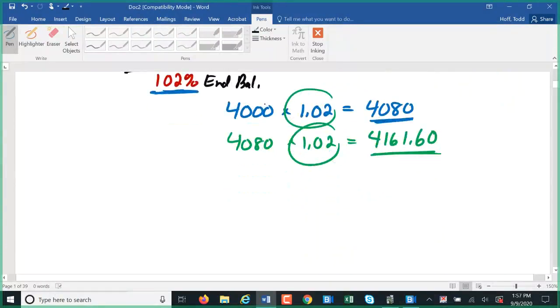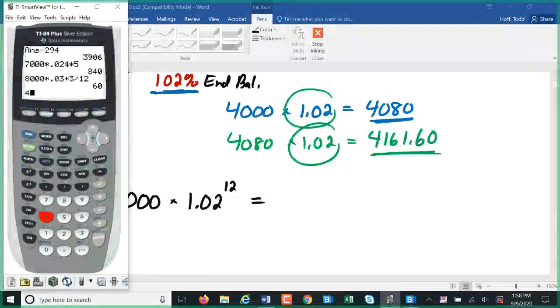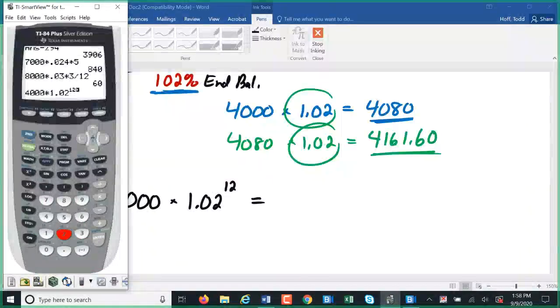Well, rather than doing it 12 times, I can use a shortcut. In math, if I'm going to multiply by the same number over and over again, I can use an exponent or power. 4,000 times 1.02 to the power of 12, that's 12 periods, 4 periods a year for 3 years, gives me $5,072.97.